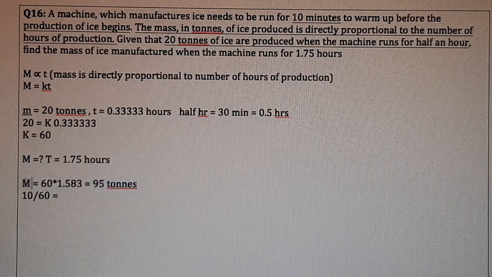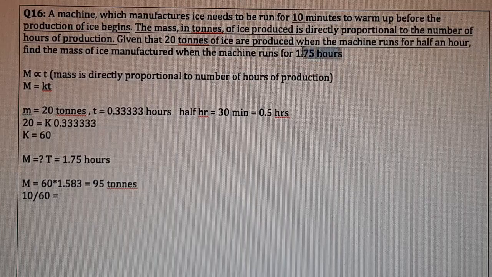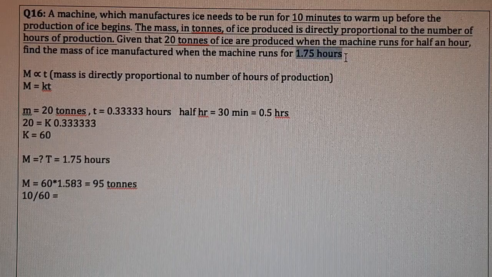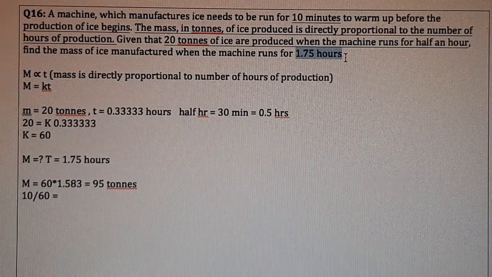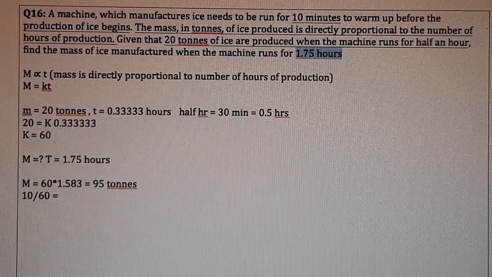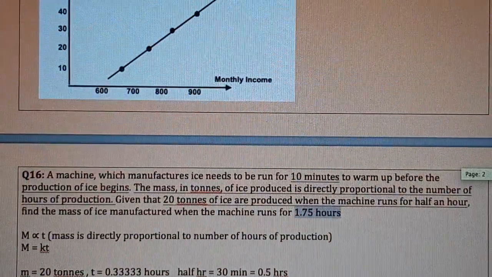So the mass produced during 1.75 hours of running of the machine will be 95 tons. So this is now the complete exercise D2 exercise 1A.